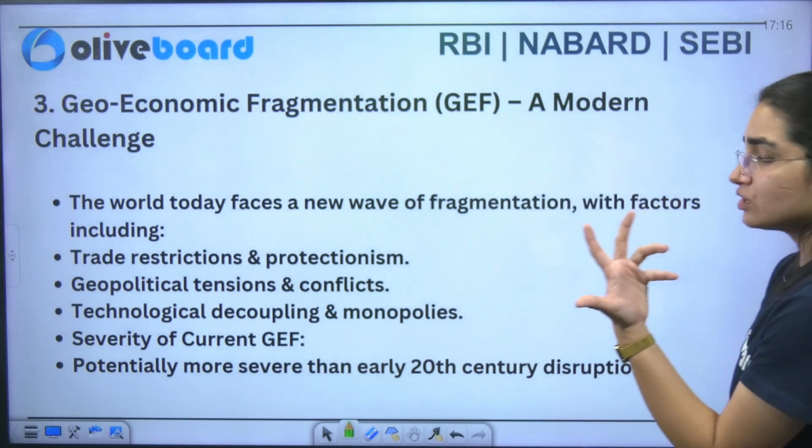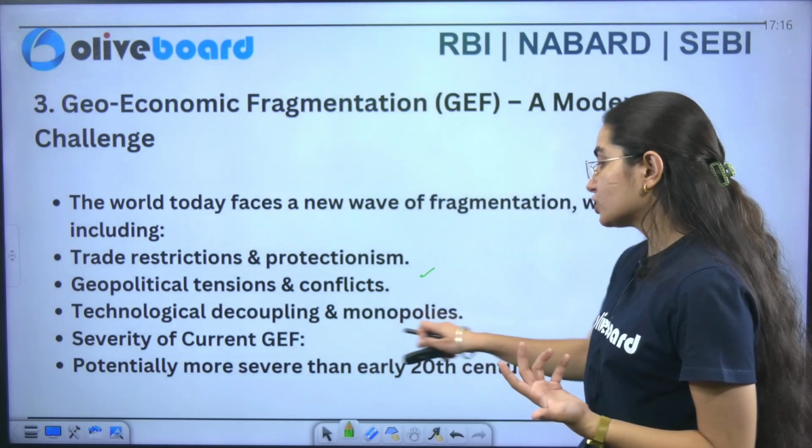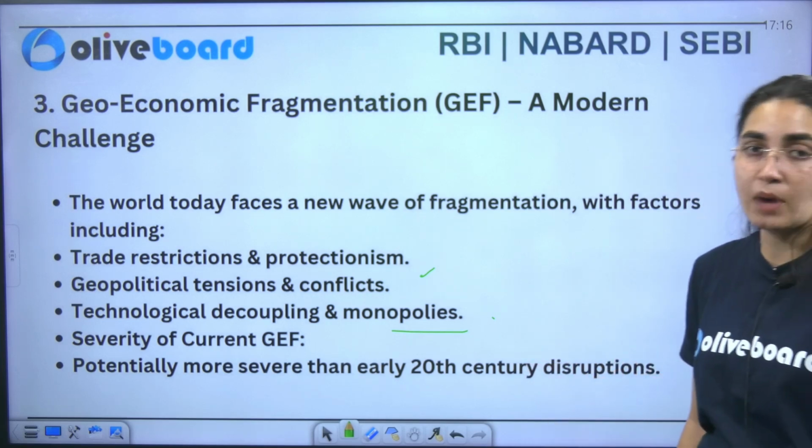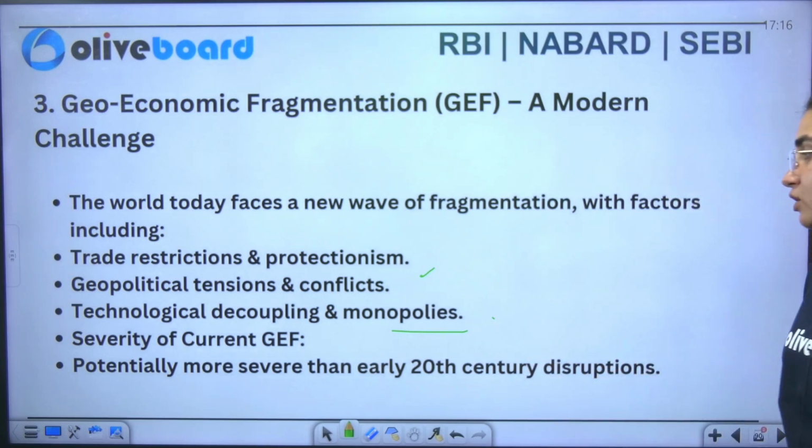And next, geopolitical tensions are also there. Technological decoupling and monopolies have suppressed the rest of the markets. Similarly, the severity of the current geo-economic fragmentation is potentially more severe than early 20th century disruptions.